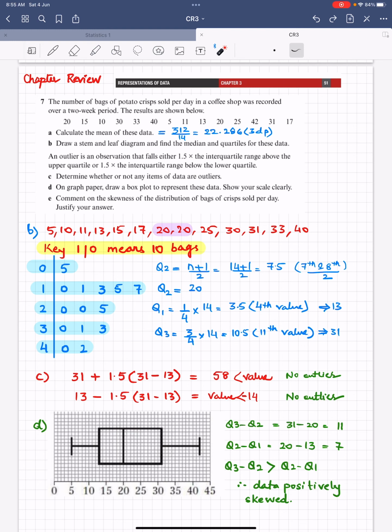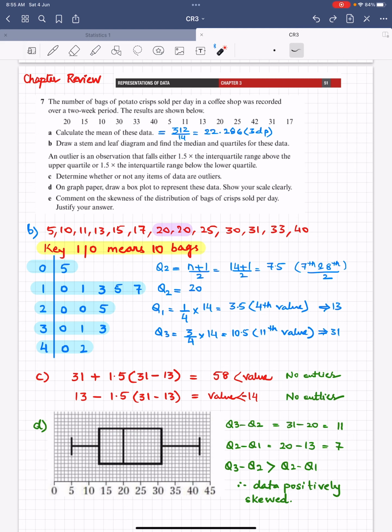In order to draw the stem and leaf diagram, we need to first arrange the data in ascending order. So here is the data in ascending order, and then we write the key. For example, 1|0 means 10 bags, and as we have written the data in ascending order, we will fill up the stem and leaf diagram exactly in the same order, and hence this is our stem and leaf diagram.